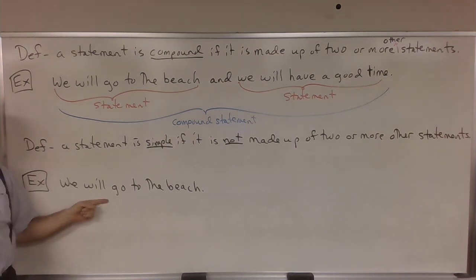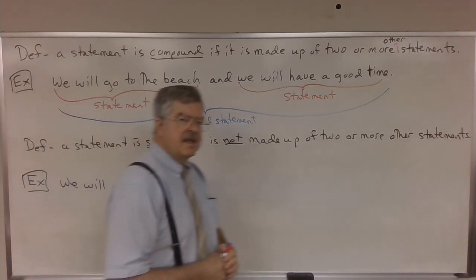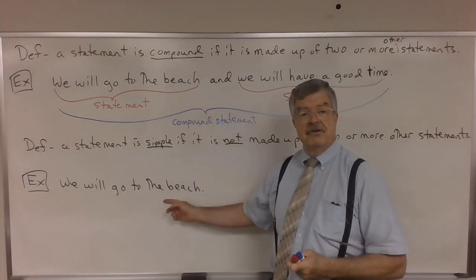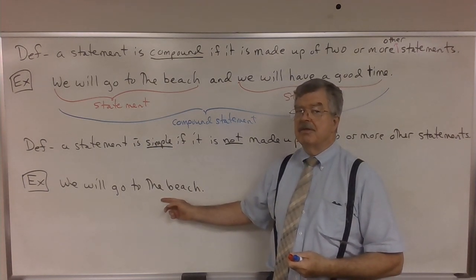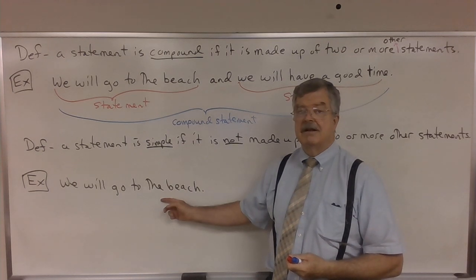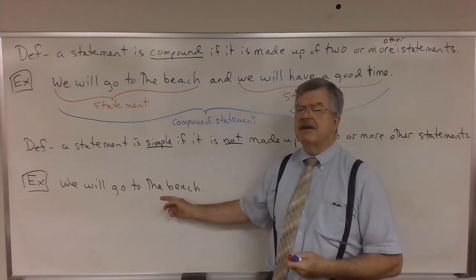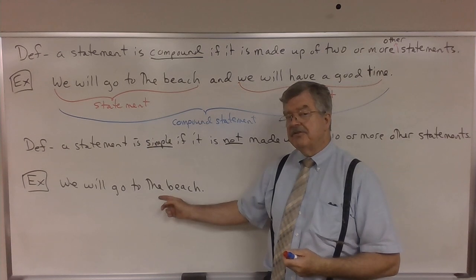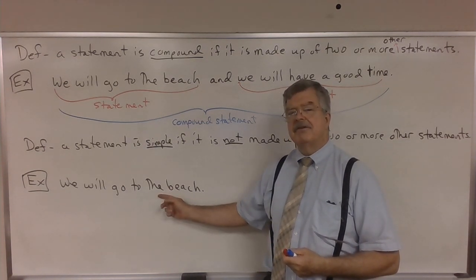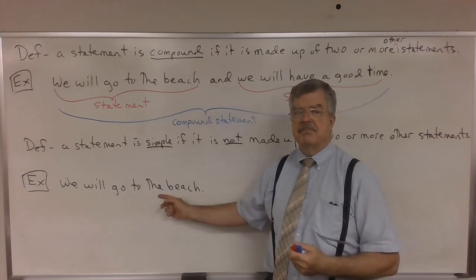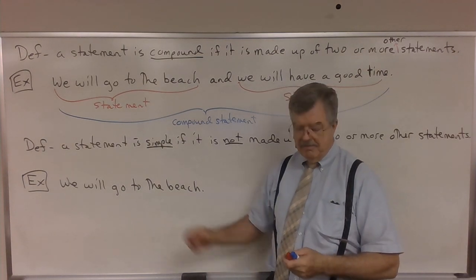Here's a statement, we will go to the beach. It's either true or it's false, isn't it? Either we will go to the beach or we won't go to the beach. And it's not both true and false. So this is a statement. But is it made up of any other statements? No. This is a simple statement.